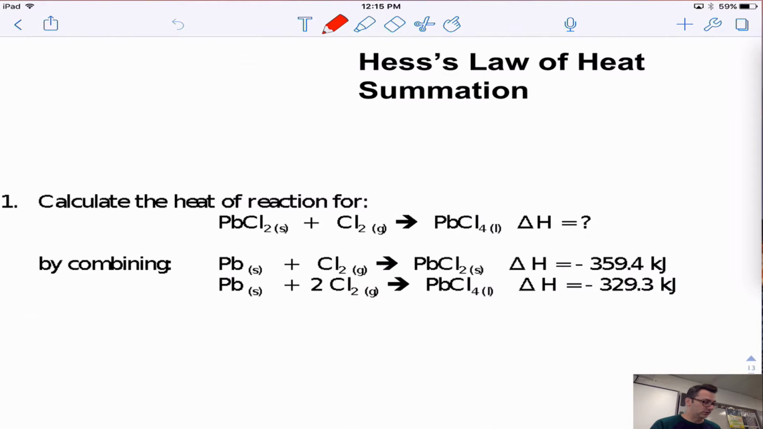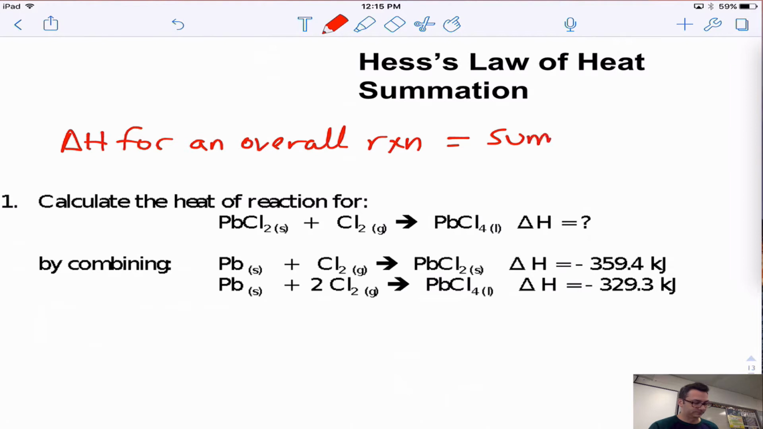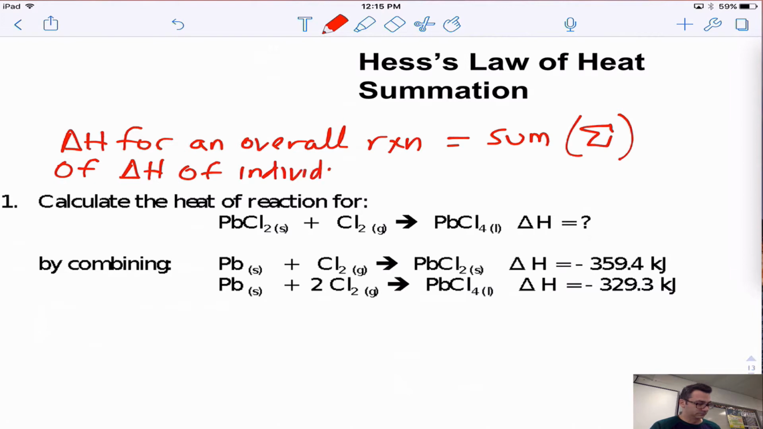The idea behind this heat of summation, if we put it in textbook terms, is that the delta H for an overall reaction would be equal to the sum, and when we do sum, we'll use this Greek capital sigma, of the delta H of individual processes. And really the best way to see Hess's law is to go through a sample problem and see what they're doing with it.